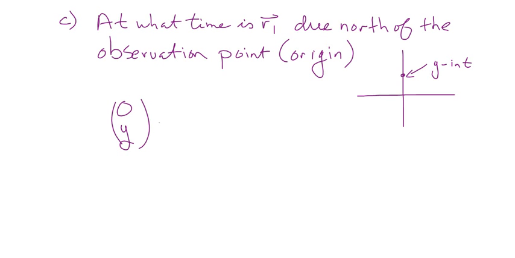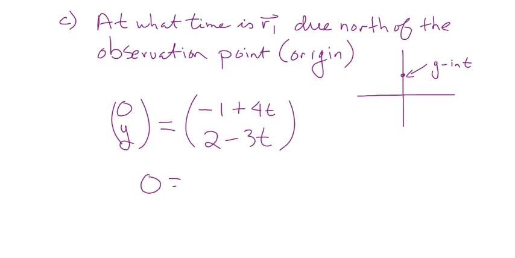Okay, we're dealing with R1. What's R1? It's (-1 + 4t, 2 - 3t), right? So what are we going to say? Well, 0 is equal to -1 + 4t. t is equal to 1 over 4. How long is that?